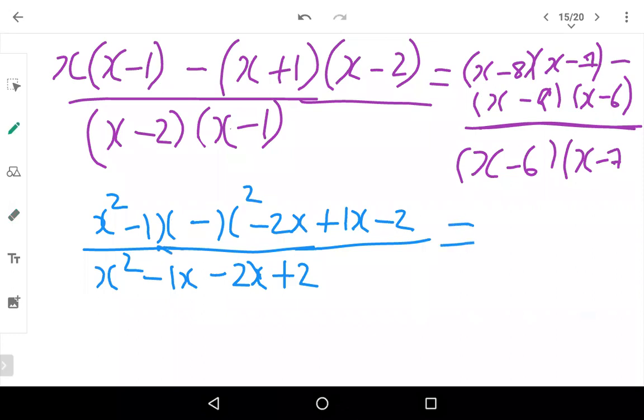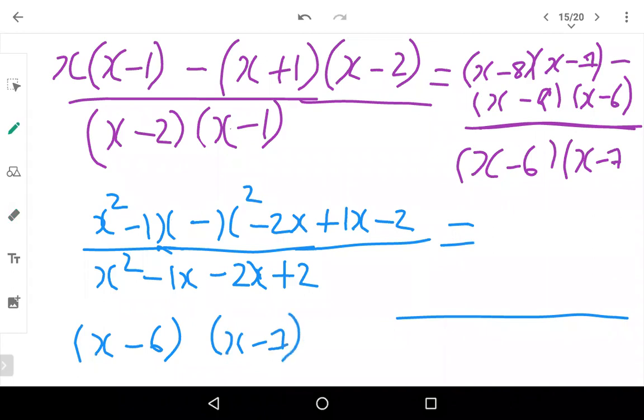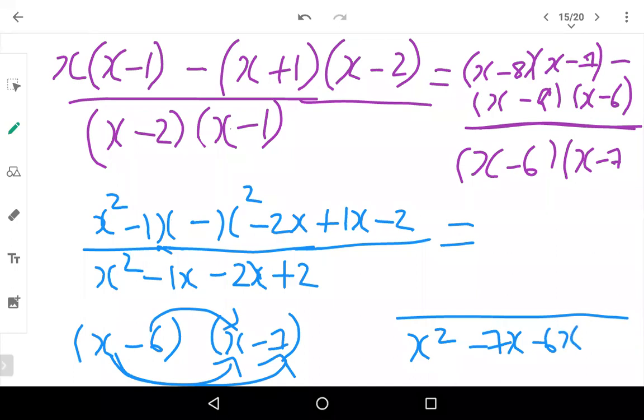Okay, now let us do the same calculations for the right hand side. Now for the right hand side, first let us finish the denominator, x minus 6 into x minus 7. X into x is x square, x into minus 7 is minus 7x, minus 6 into x is minus 6x, minus 6 into minus 7, 6 sevens are 42. So minus into minus is plus. Okay, very good Lakshmi, plus 42. So that is your denominator.